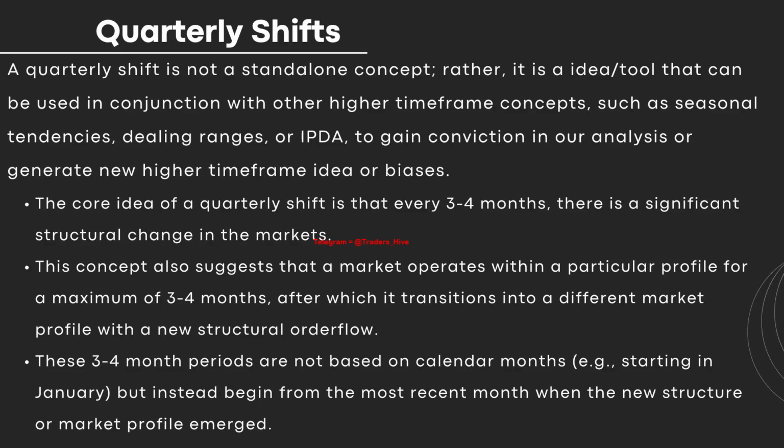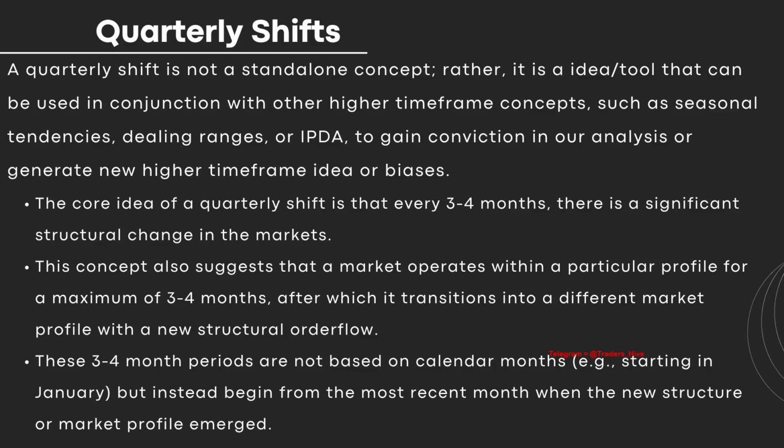Another point is that these 3 to 4 month periods are not based on calendar months, right? But instead, the quarterly shift begins or ends from the start of the most recent month where a new structure or a new market profile emerged or started, right? For example, a quarterly shift does not have to do anything with the quarters of the year, right? It doesn't work like that.